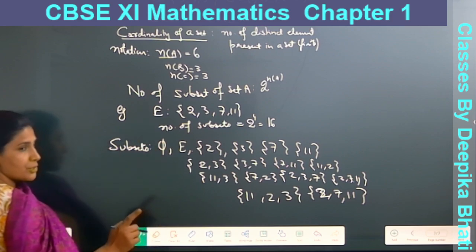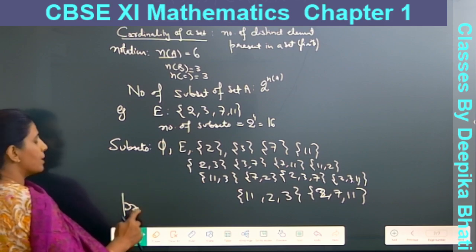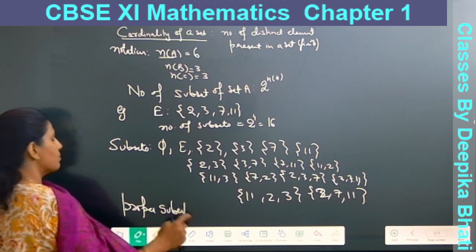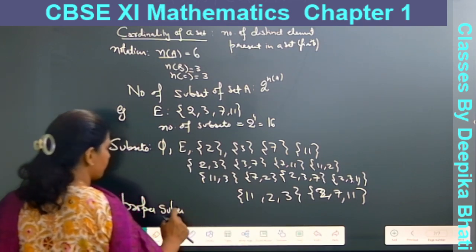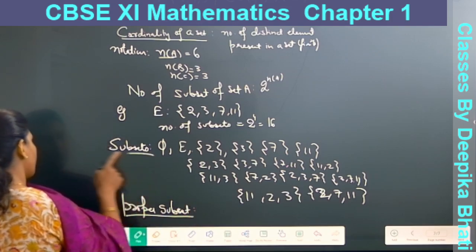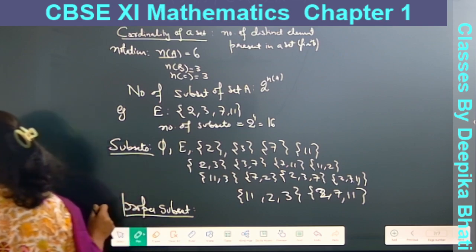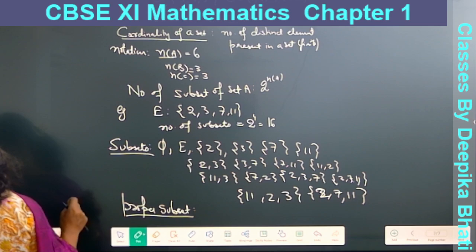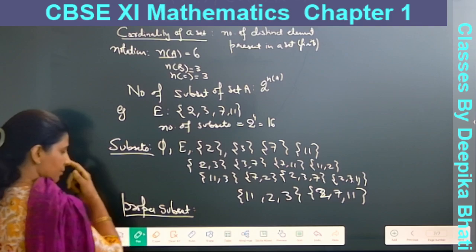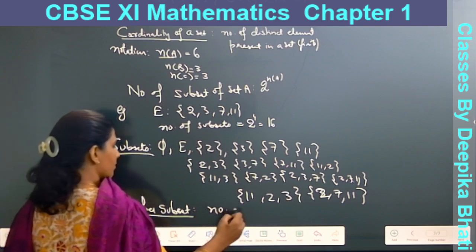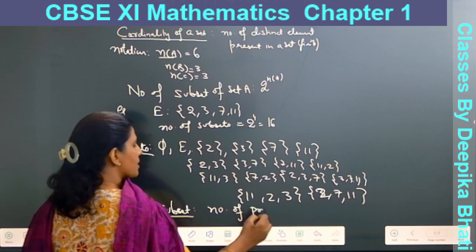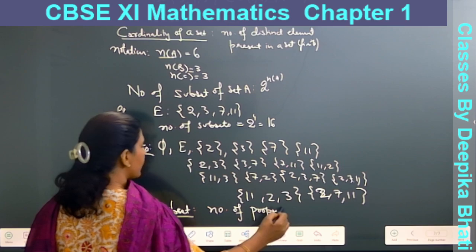One more definition you need to learn: proper subsets. What is the difference between a proper subset and a subset? Yes, Harish, can you tell me? If a set is not equal to another set, then it is a proper set. If a set is equal to another set, it is an improper set. Number of proper subsets: how many proper subsets can we have?